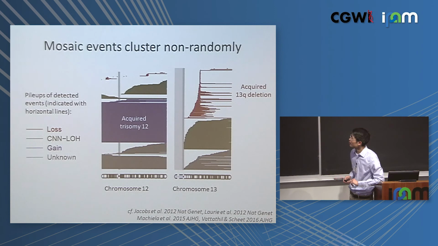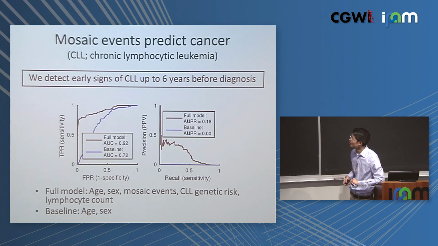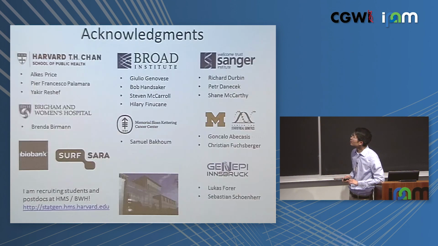I have some biology slides, which I'll skip through. There's a cool application to detecting early signs of cancer, because the UK Biobank dataset includes accruing cancer diagnoses. The DNA was collected between 2006 and 2010, but since then, cancer diagnoses have been accruing and being added to the dataset. And so we're able to detect early signs of chronic lymphocytic leukemia up to 6 years before the diagnoses actually happened. So with that, I should close this talk.